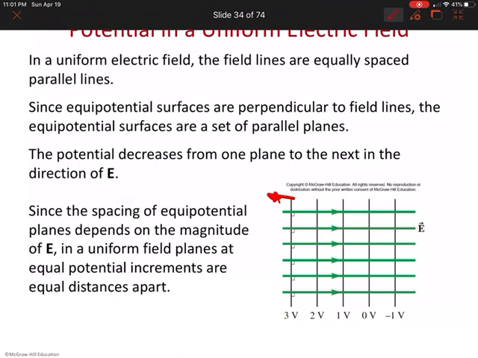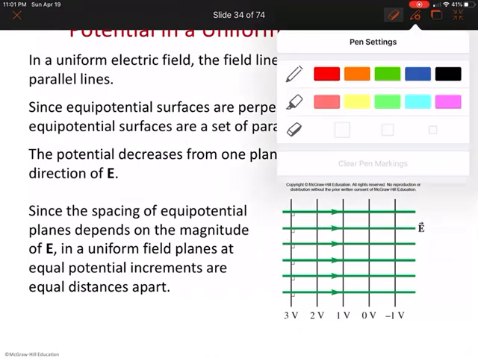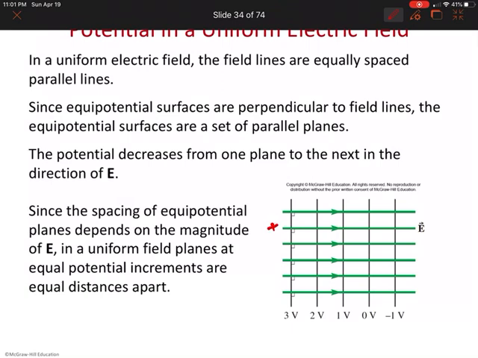And so since the equipotential surfaces are perpendicular, they can just be these straight lines. Now, again, if we had just one charge here and one charge here, then they would start to bulge a little bit. But this is as if they were like a parallel plate almost, where you would have, say, multiple positive charges and multiple negative charges happening. And so these perpendicular lines right here are the equipotential surfaces. And you can see that the potential decreases from one plane to the next.